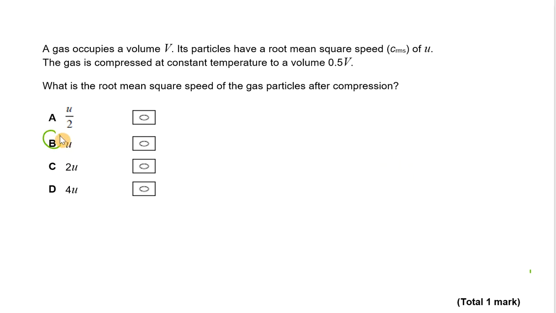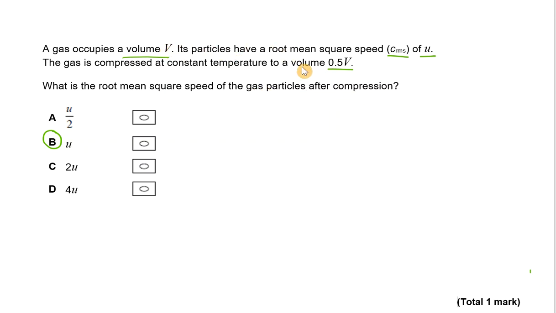If you got the answer B, well done. Let's have a look at this question then. A gas occupies a volume V and its particles have a root mean square speed C_RMS of U. The gas is compressed at a constant temperature to a volume of 0.5 V, so half its original volume. What is the root mean square speed of the gas particles after compression?